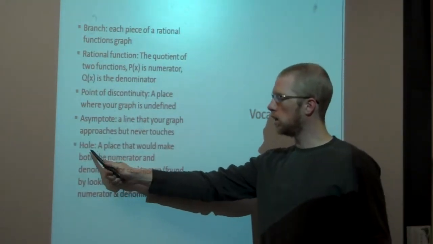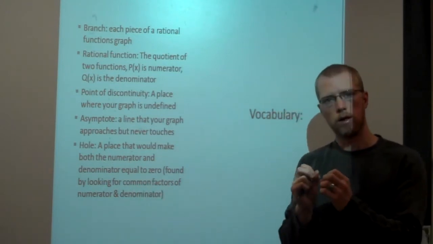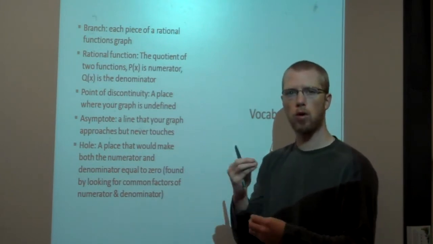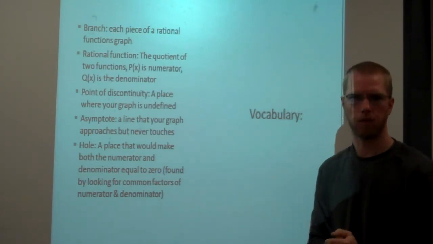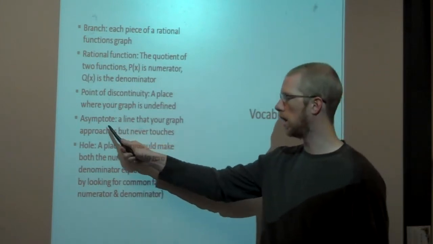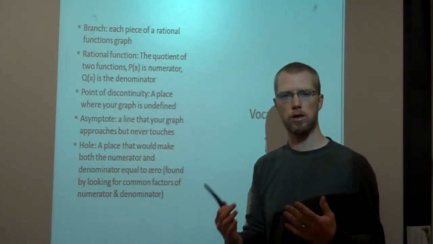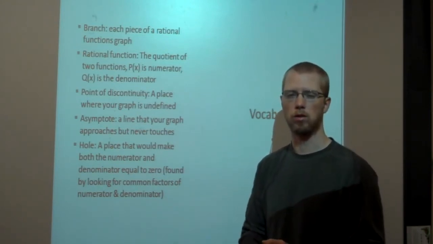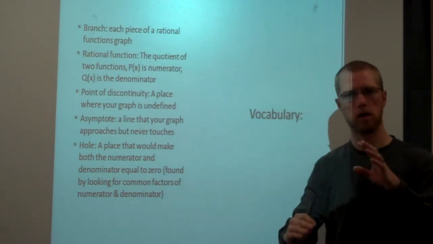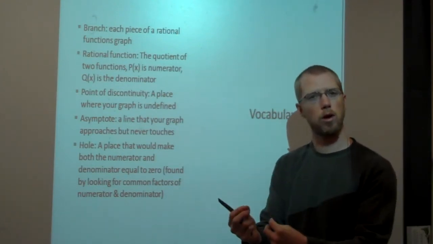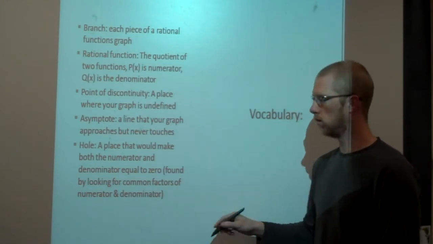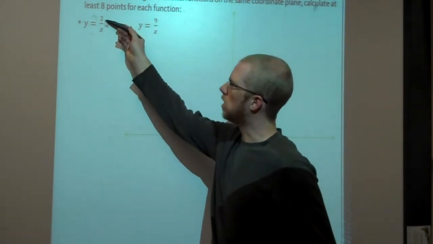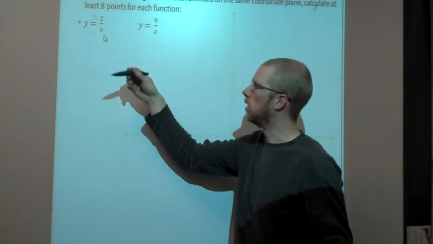A hole is formed at a place that the graph is undefined, but it's a special undefined point where both the numerator and the denominator would be equal to 0. So we do know that a vertical asymptote is when your denominator equals 0. Horizontal asymptote, there's a few more pieces to figuring that out. But the hole is when I could put a number in for x and both numerator and denominator would equal 0. So we're going to start out where we're not going to really see any holes because there's no x's in the numerator to create that.